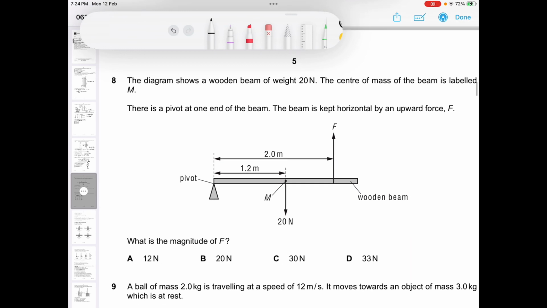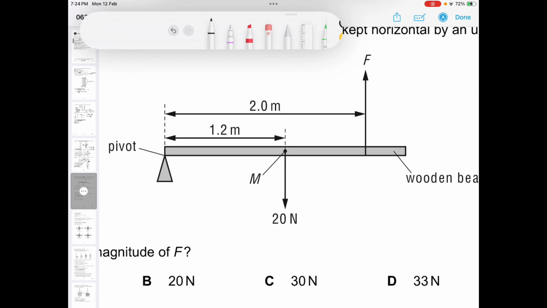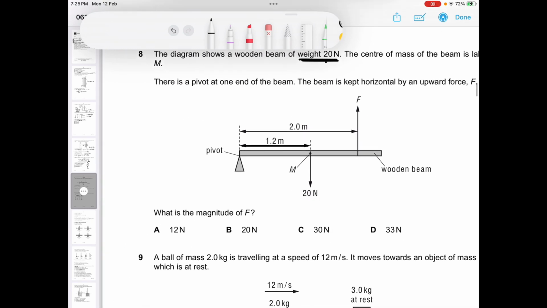8. The diagram shows a wooden beam of weight 20 newtons. The center of mass of the beam is labeled M. There is a pivot at one end of the beam. The beam is kept horizontal by an upward force F. Now, as we can see here, this is a non-uniform rod, as the center of mass is not exactly in the middle. It's at 1.2 meters over 2 meters.